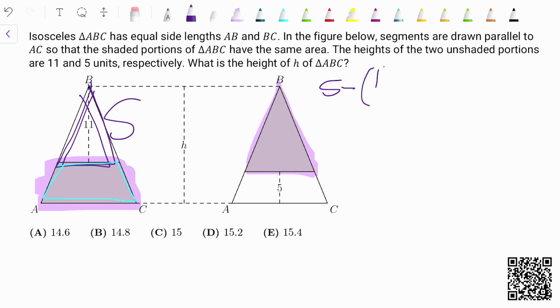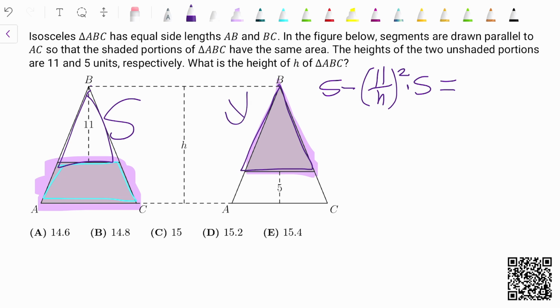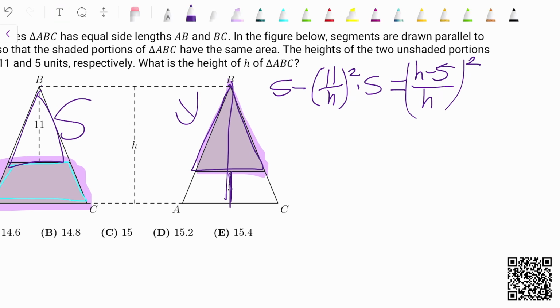So we basically have (11 over h) squared multiplied by S, utilizing the square property. And we don't have an S minus here, because the only reason there was an S minus on our first one was because we were trying to calculate the trapezoid and not the actual triangle itself. But in this second triangle, we are actually trying to calculate the triangle itself, so we do not need an S minus. So (h minus 5) over h, because the height of the bottom trapezoid is equivalent to 5 and the total is h, therefore (h minus 5) squared multiplied by S still.